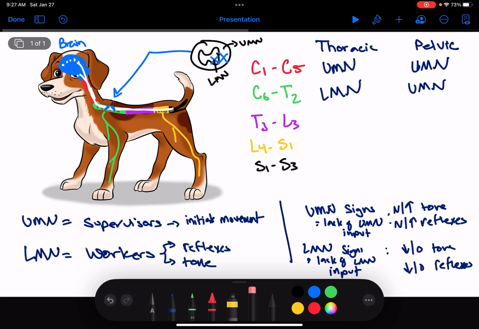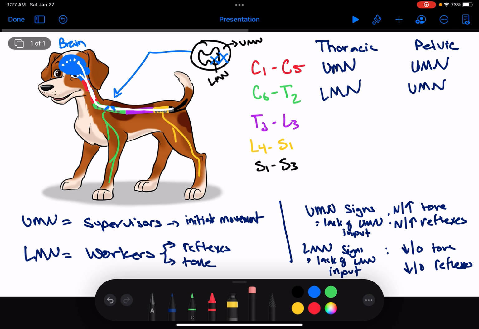And again, just to reiterate, at a C6-T2 lesion, when I see lower motor neuron signs in the thoracic limb, which means I have a lack of lower motor neuron input, I'm going to have my decreased or absent tone and decreased or absent reflexes, as well as motor function being affected. When I look at my pelvic limb, when I have a C6-T2 lesion, then I'm dealing with the lack of upper motor neuron input from damage to the white matter, and that's where I'm dealing with normal to increased tone and normal to increased reflexes.